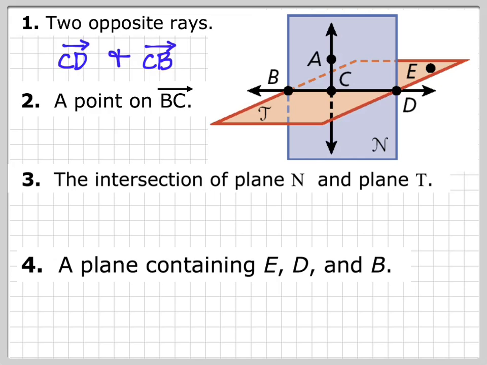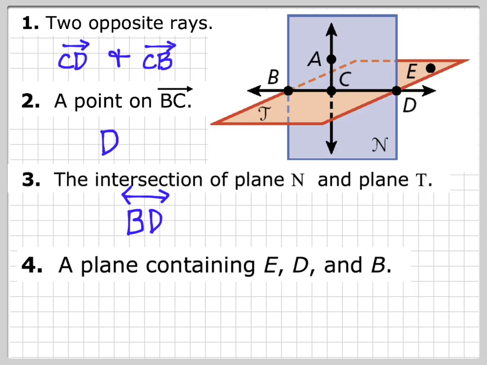A point on ray BC. So here's B, shoots through C forever, and you should be able to identify that D is also on that ray. The intersection of plane N and plane T. So here is plane N, the purple one, goes vertical like this. Here is plane T, the horizontal one, and they intersect at this line right here. And I would call that line BD, or I could swap the direction and call it line DB.